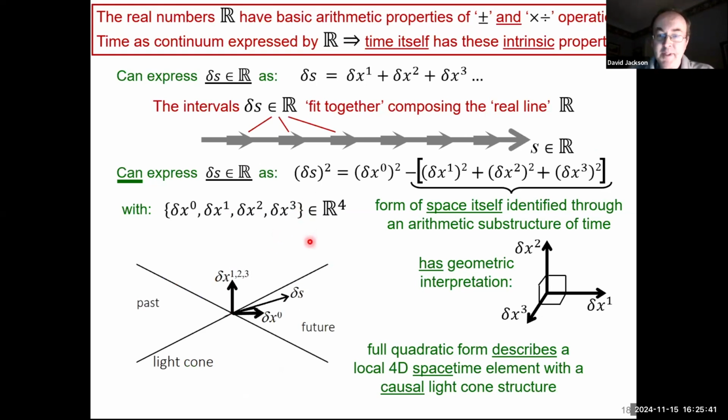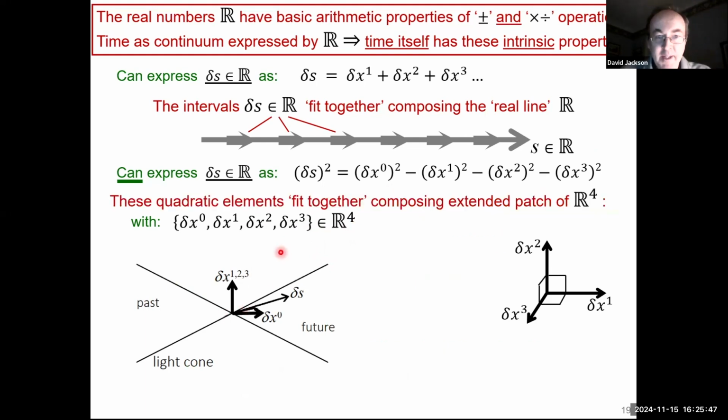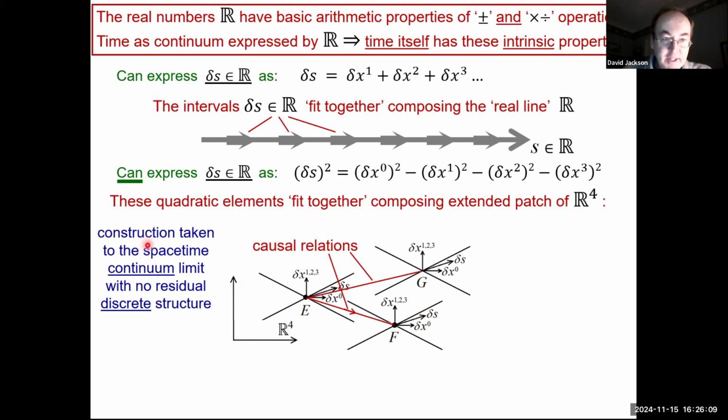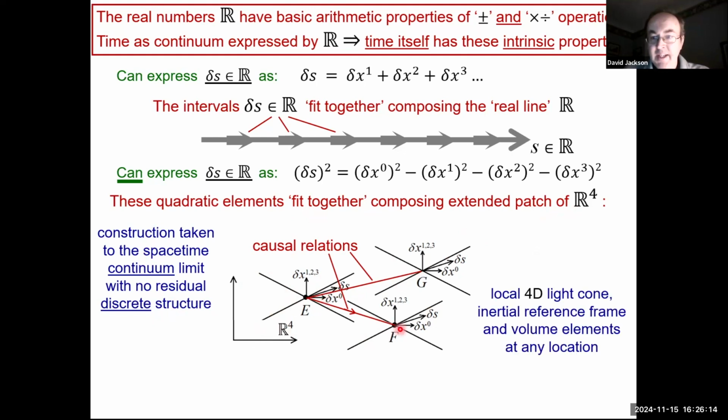You mix your space and time components. So if we think of this element as being an expression of time, then whereas these intervals fit together along the real line, because of this quadratic structure and this interpretation as a light cone element, these elements fit together rather in R4. So if we take several of these things, these will fit together to form an extended region of space-time, which we can then take to the continuum limit. So there will be no residual discrete structure, and this one will carry causal relations with it. So we get a causal structure with a local light cone inertial reference frame at any location, essentially.